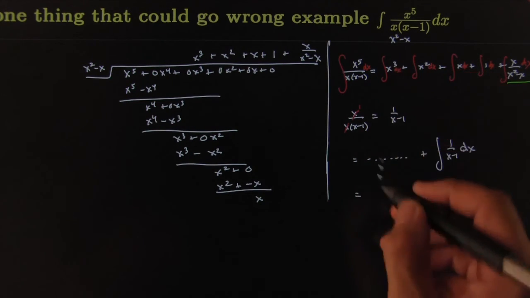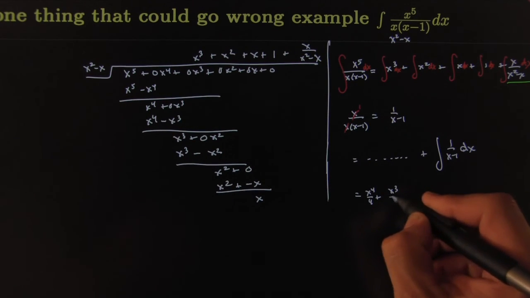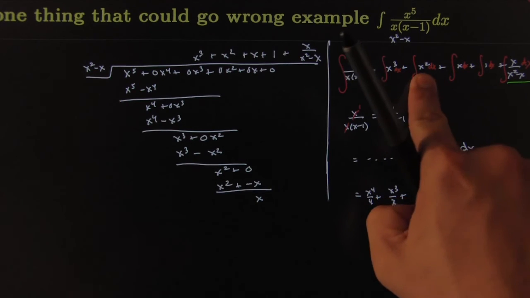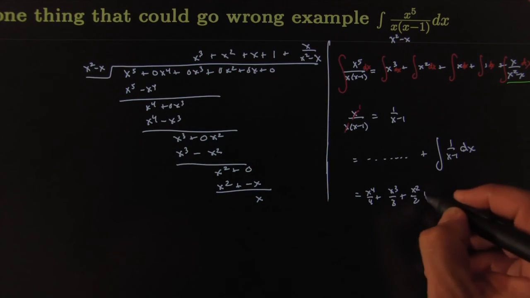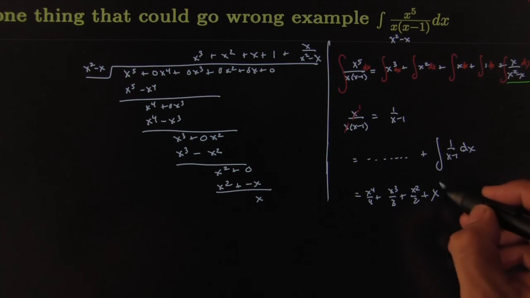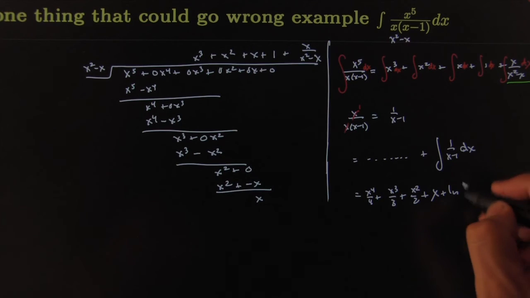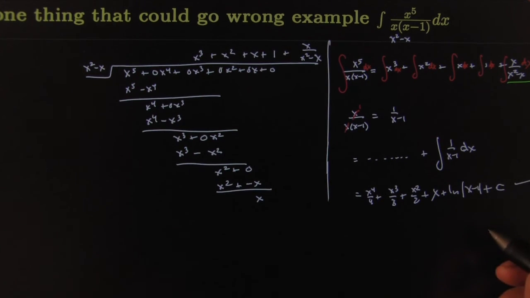So the final answer would be x to the 4 over 4 plus x to the 3 over 3, plus x squared over 2 plus x, plus ln of absolute value of x minus 1 plus c. There you go. We did it.